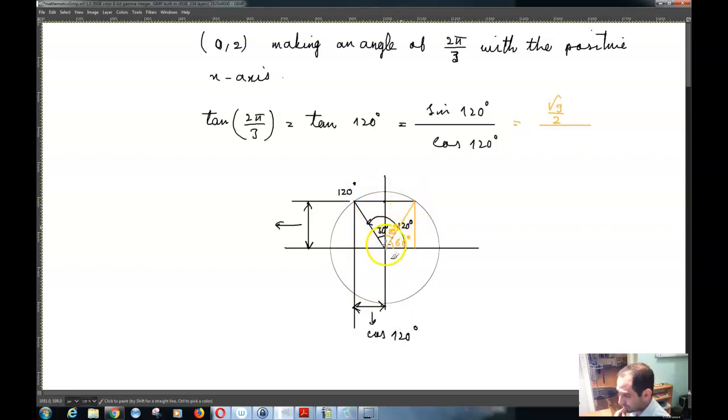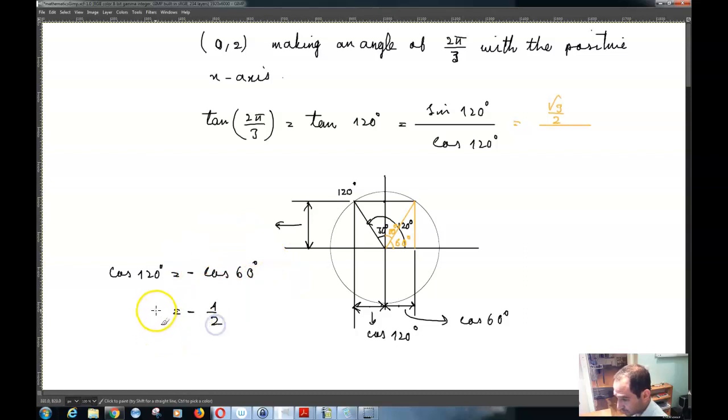And you can see that even using the same triangle, this value over here is equal to cos of 60 degrees. And you see that this is a positive value, this is a negative value. So you can say that the cos of 120 degrees is equal to negative cos of 60 degrees. Now cos of 60 degrees is 1 by 2, so that's negative 1 by 2. That means that the cos of 120 degrees is equal to negative 1 by 2.